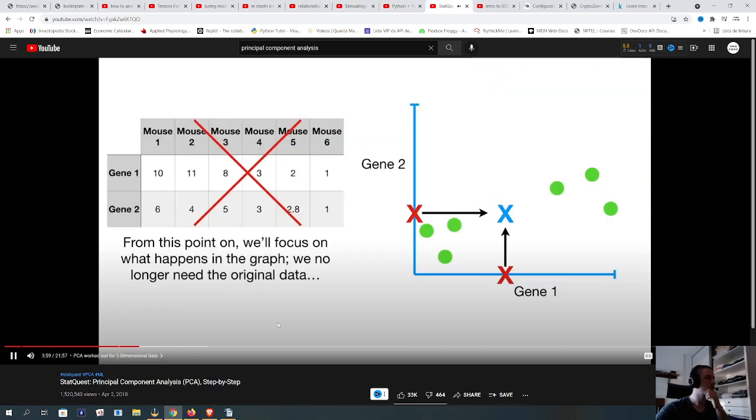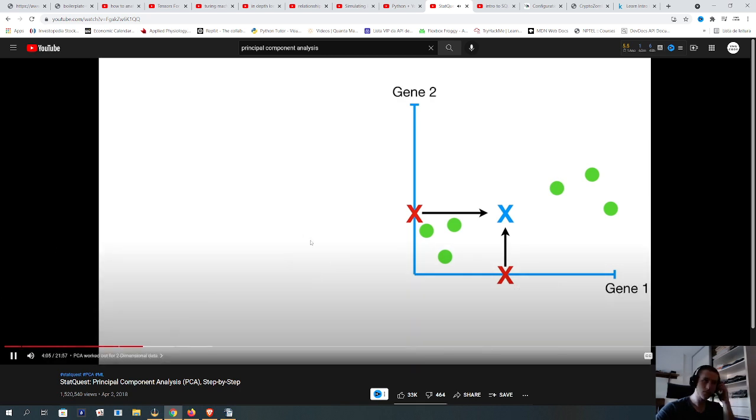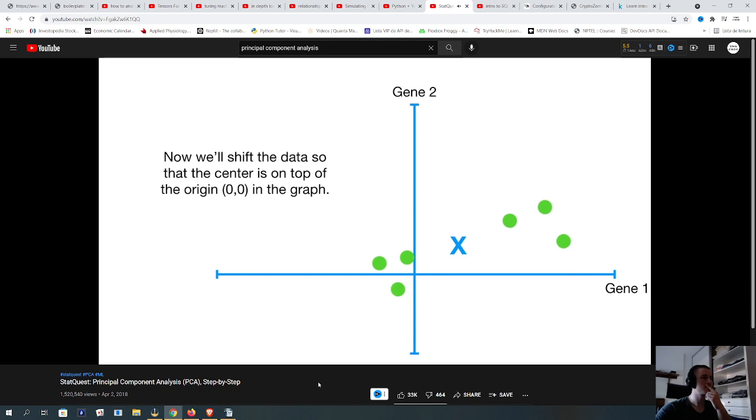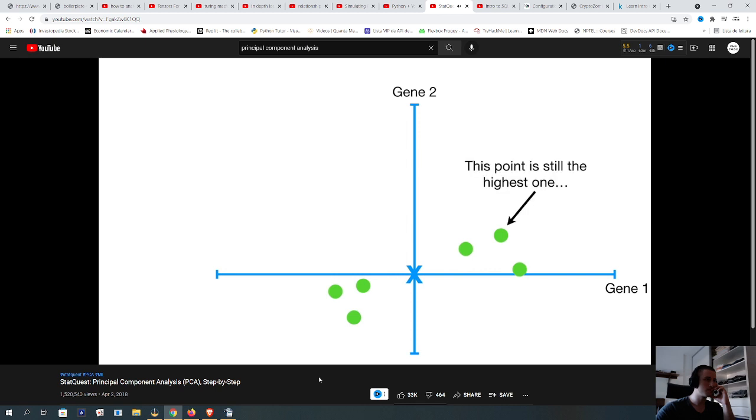From this point on, we'll focus on what happens in the graph. We no longer need the original data. Now we'll shift the data so that the center is on top of the origin in the graph. Note, shifting the data did not change how the data points are positioned relative to each other. This point is still the highest one, and this is still the rightmost point, etc.